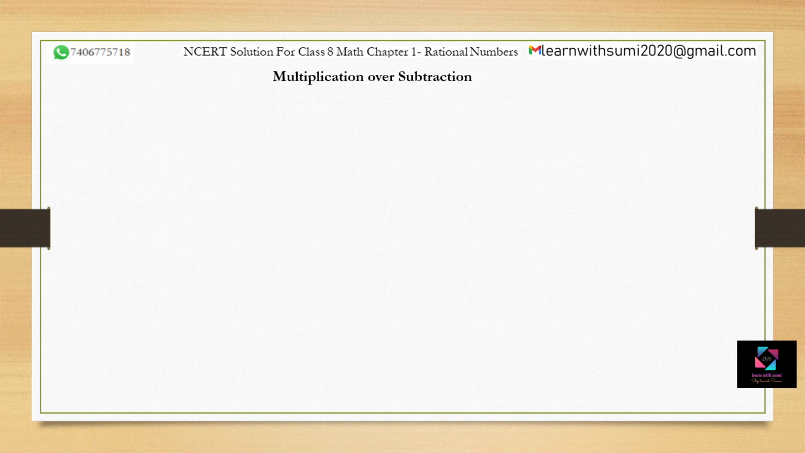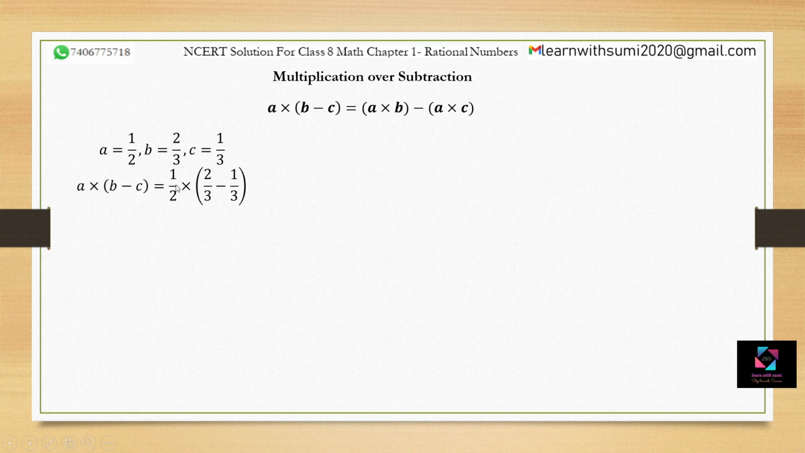Now for multiplication over subtraction, it should satisfy this condition, that is a multiplied with b minus c is equal to a multiplied with b minus a multiplied with c. If it satisfies this condition, then it holds good for distributive property. So let's check 1 by 2 into 2 by 3 minus 1 by 3. We will check for LHS first. Just simple cross multiplication. 6 minus 3 by 9, that is 3 by 9. 3 ones are 3, 3 threes are 9. So 1 by 2 into 3 by 9, which is 3 ones are 3, 2 threes are 6, 1 divided by 6. So a into b minus c is equal to 1 by 6.